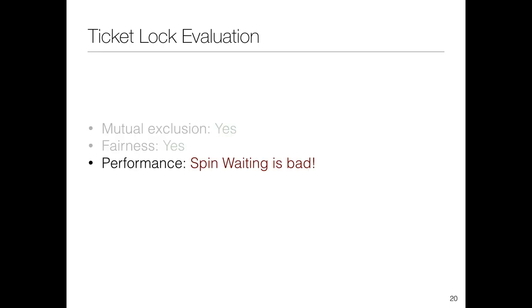Does ticket lock have mutual exclusion? Yes, because it's again based on atomic instructions. Does it allow fairness? Yes, because whichever thread is now asking for the critical section gets an in-order chance to execute it. Performance: still we are using spin waiting, which is considered bad. So we'll now look at something which can improve upon spin waiting.